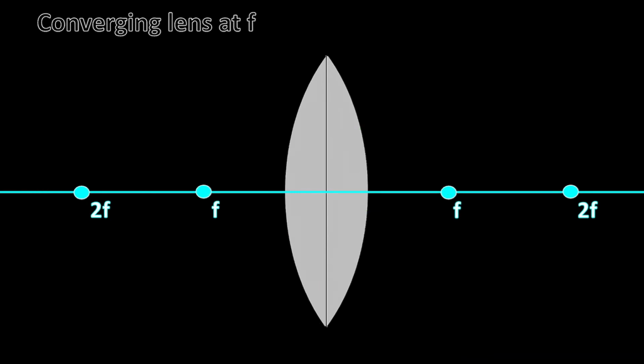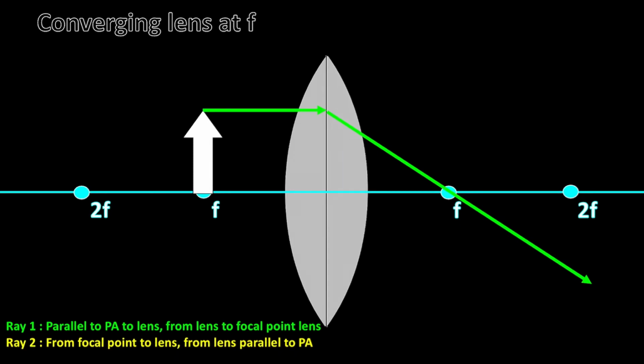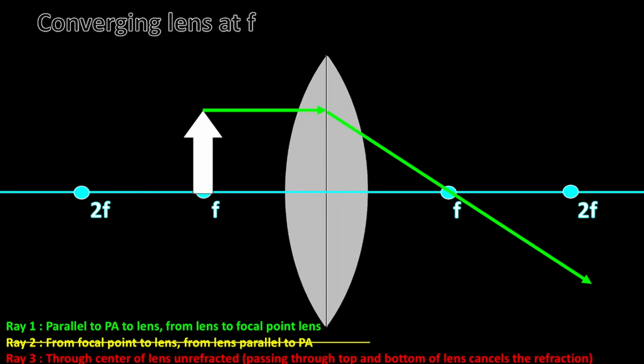Let's take a look at another diagram where I put the object at the focal point. Let's again start with the first ray parallel to the principal axis to the lens, and then to the focal point after the lens. Ray 2 is supposed to go to the focal point, but that would look like this, and there's no way I can get back to the lens from going straight down. So that one is not going to work for this diagram. So let's draw ray 3. Ray 3, reminder, is going to go through the center of the lens and be unrefracted, drawing it like that.